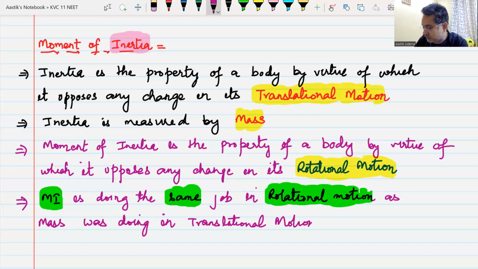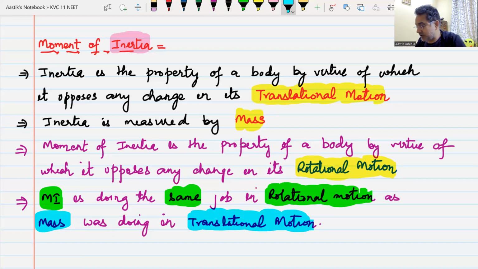As mass was doing in translational motion. I'll give you 2 minutes. Please note it down. I hope we have understood this. 2 minutes. Note it down, please. Anyone understands this? Please note it down.